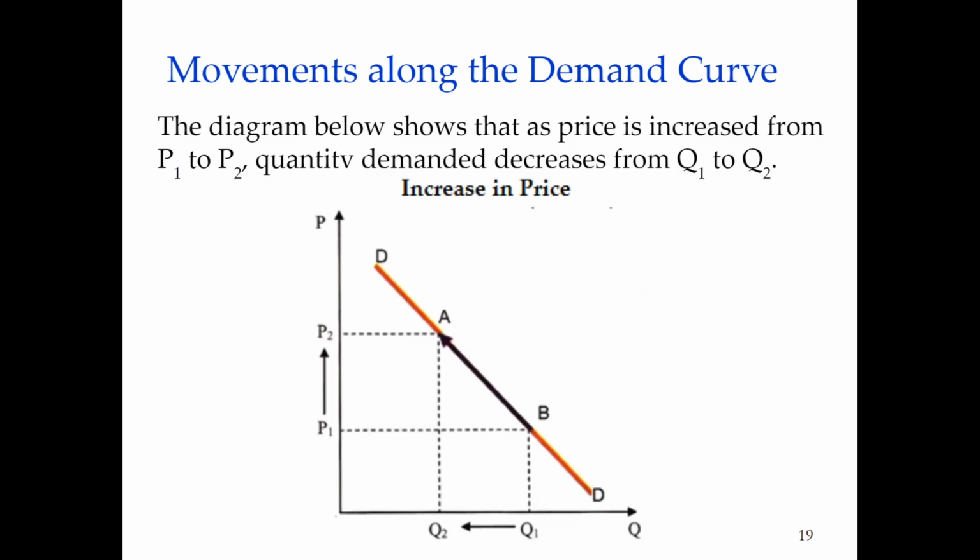So, movement along the demand curve. The diagram below shows that as price is increased from P sub 1 to P sub 2, the quantity demanded will decrease from Q sub 1 to Q sub 2.